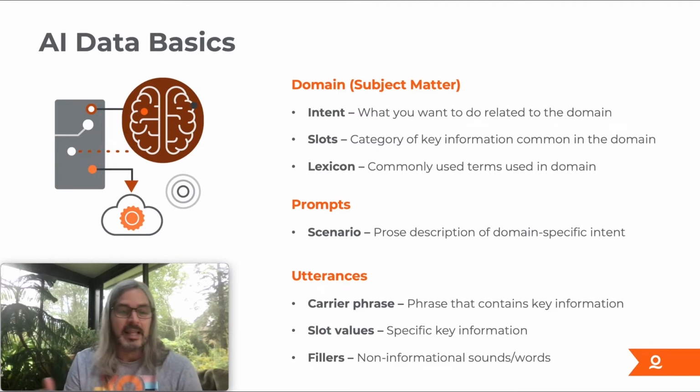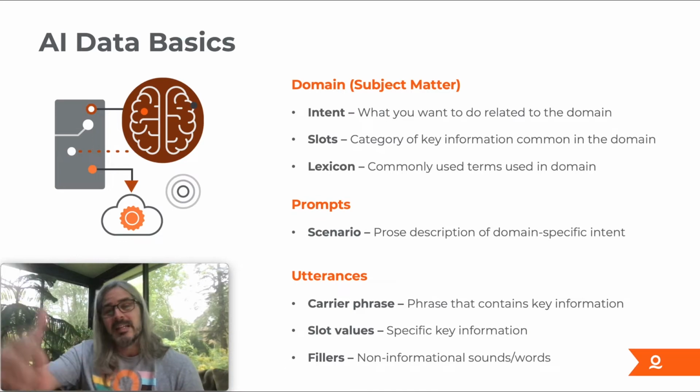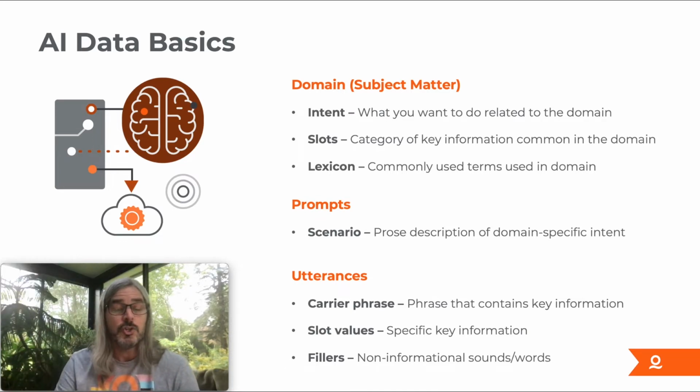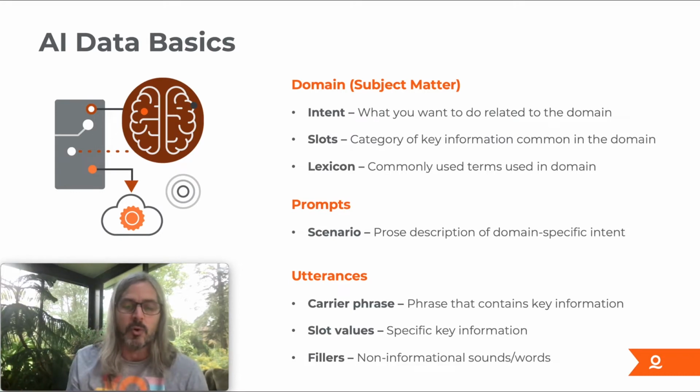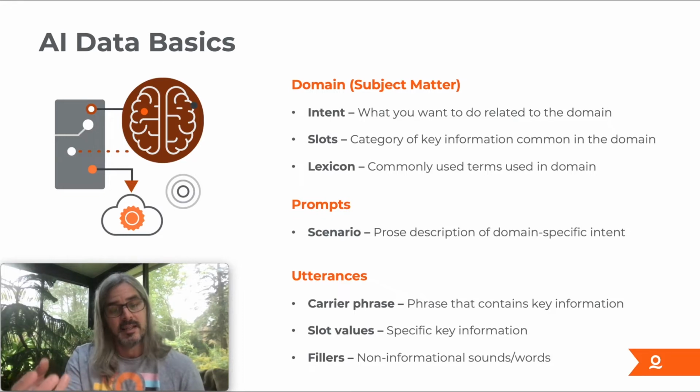So they're things like, I would like to, I really feel like doing something, could you help me to, etc. So the ways that we essentially carry the important information about intents and slots so that the machine can understand us coherently from a grammatical perspective.